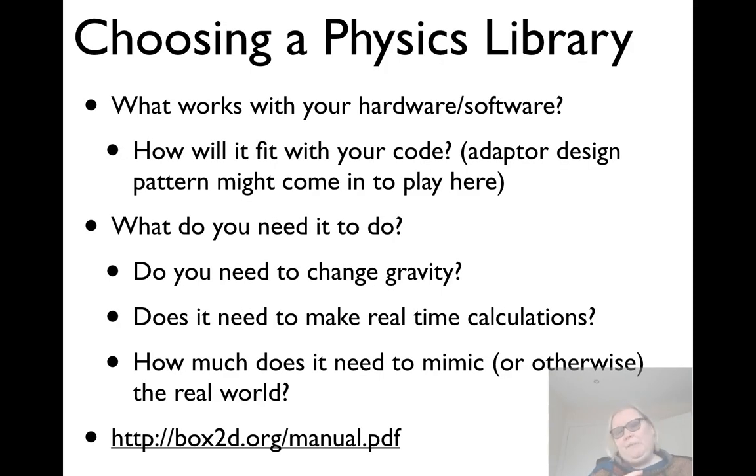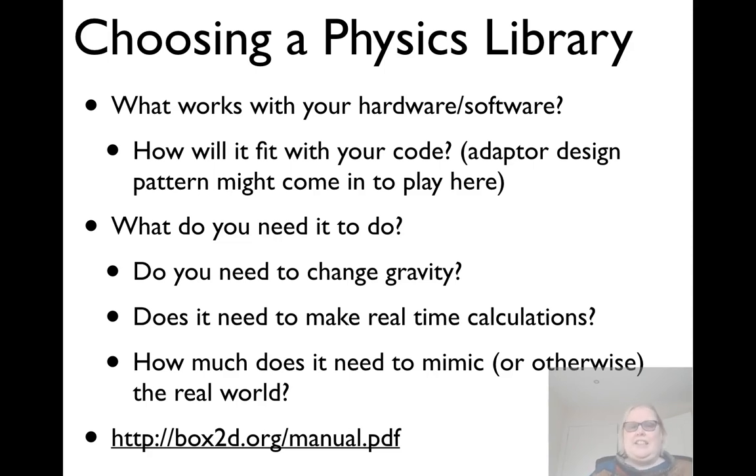So that means if you're not implementing your own, you will have to choose a physics library. How do you do that? Well, the first thing is probably to think what works with the hardware that you're using and your games engine. If there's one built into your games engine, you've really got to have quite a good reason not to use that one.